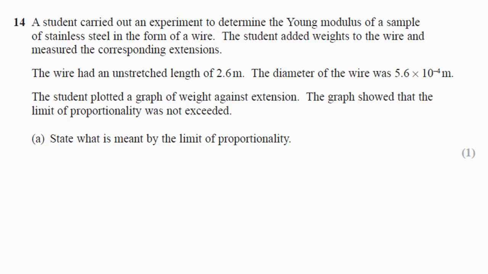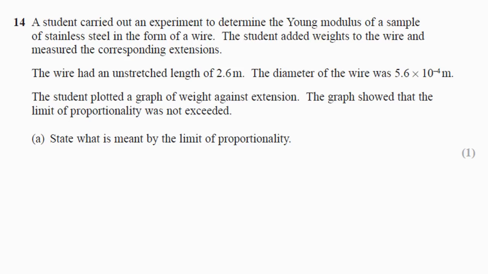A student carried out an experiment to determine the Young's modulus of a sample of stainless steel in the form of wire. The student added weights to the wire and measured the corresponding extensions. The wire had an unstretched length of 2.6 meters. The diameter of the wire was 5.6 × 10^-4 meters. The student plotted a graph of weight against extension. The graph showed that the limit of proportionality was not exceeded. The first part: state what is meant by the limit of proportionality.